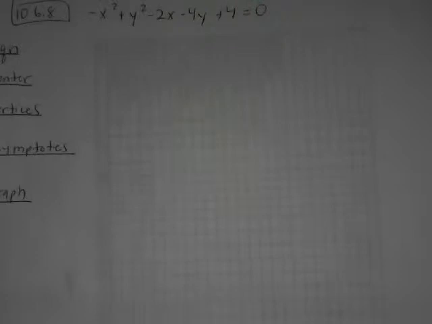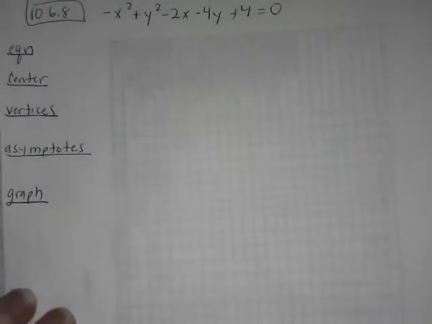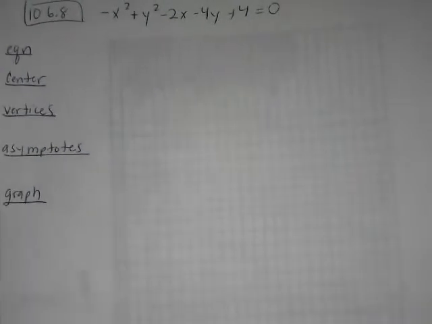This is lesson 106, finishing up some problems from the lecture, doing problem number 8. So it comes right out and tells you it's going to be a hyperbola, and you see these minus signs and stuff, so that might have been a clue. So we're just going to do the same thing as we did with the ellipse. We're going to find the equation, the center, the vertices, the asymptotes, graph.